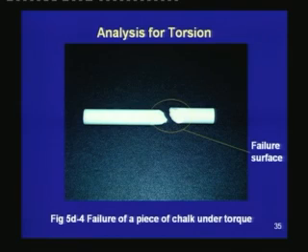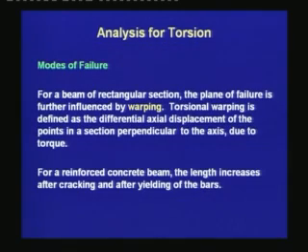Let us see this in this photograph. Here, a piece of chalk, which is a brittle material, has been subjected to a pure torque, and we can observe that the failure surface is curved and it is inclined to the axis of the beam. If we take a rectangular piece of chalk, then also we shall observe the same behavior, but in a rectangular section, the plane of failure is further influenced by warping.